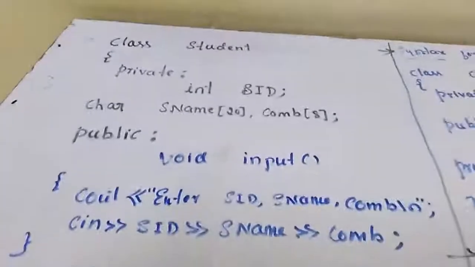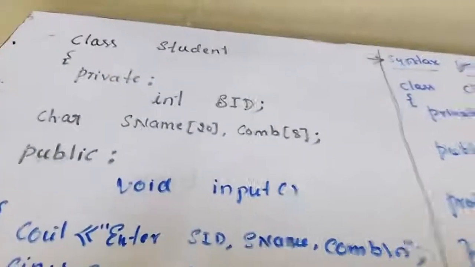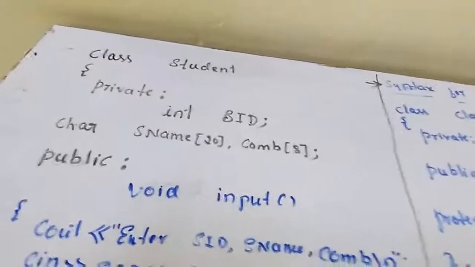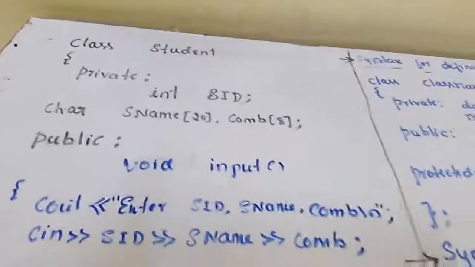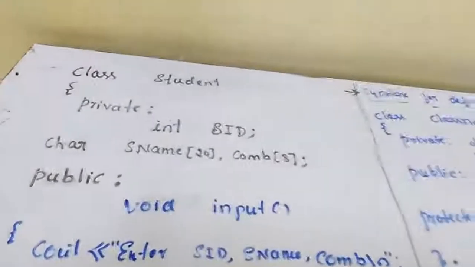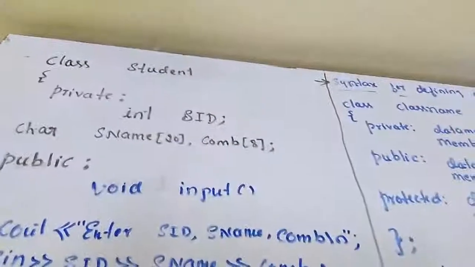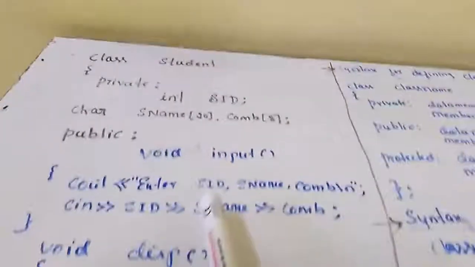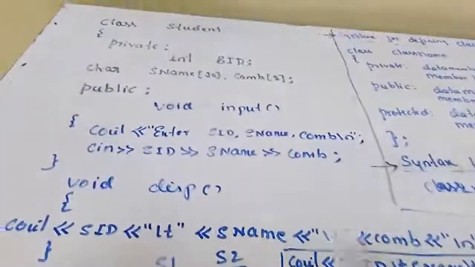In the last class, we discussed the difference between structure and class and how to create our own data type using class. I'll write the general syntax in this class. I have written the same example here, the class student, with data members student ID, student name and combination. To input data for these members, we have an input function and a display function to display the contents.